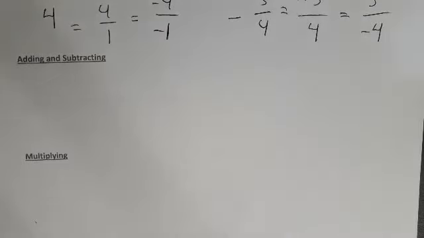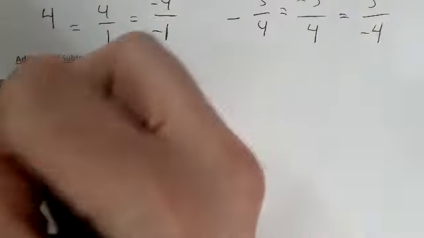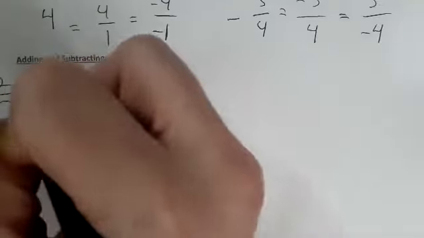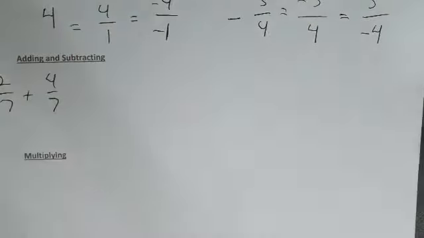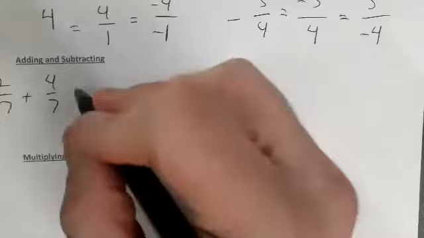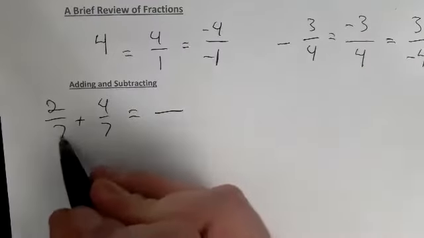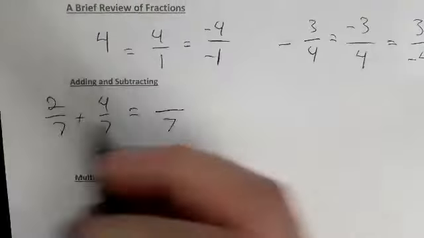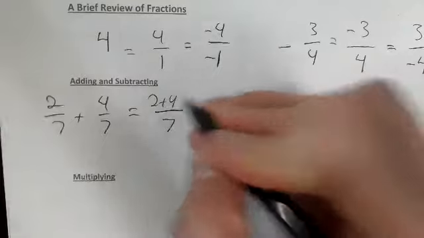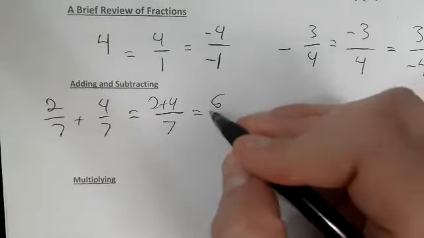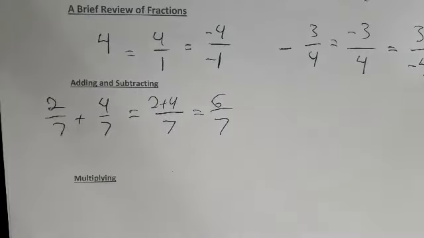So I want to talk about adding and subtracting. There are two ways, if it's set up really nicely. If we have 2/7 and we're going to add another 4/7, the process is we keep the denominator. If the denominator is the same, we keep the same denominator, and we do 2 plus 4 in the numerator, which will give us 6/7. Okay.